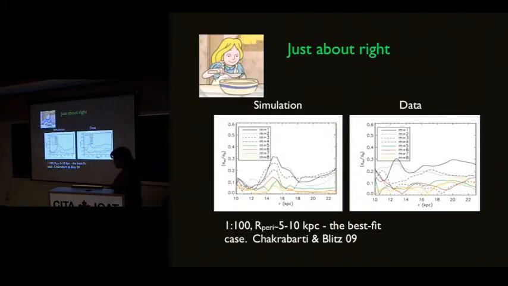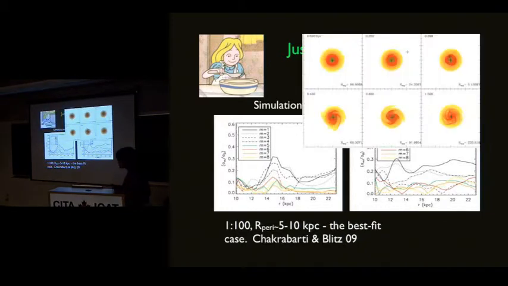For interactions with 1 to 100 mass ratio satellites in fairly close pericentric approach distances, we get a reasonable fit to the data, so Goldilocks is happy and she can comfortably keep her porridge. So let me show you, this is again the gas density as a function of time. I've marked the locations of the center of the Milky Way and the perturber here. You have a pretty close pericentric approach distance. You see the main response about a dynamical time later, when the perturber is about 80 kiloparsecs away.